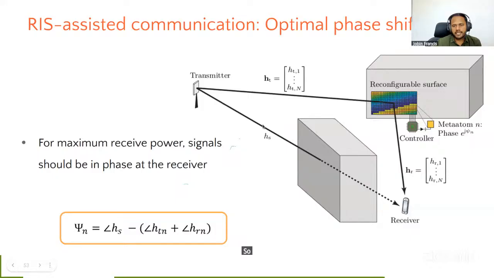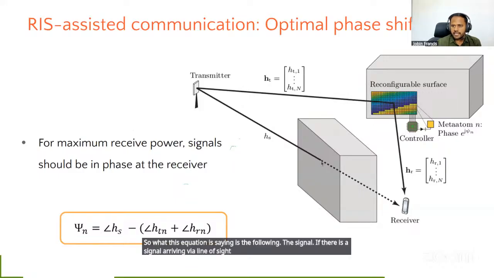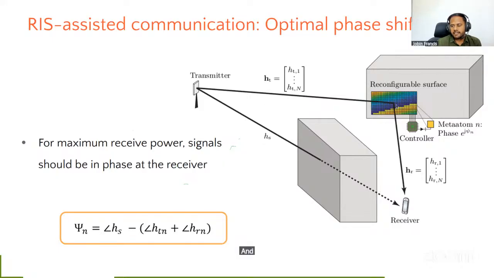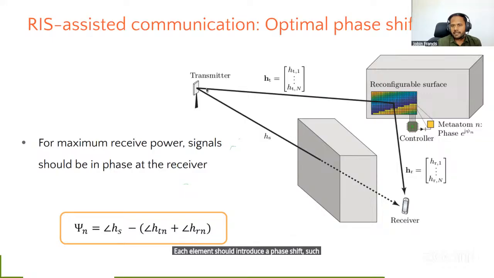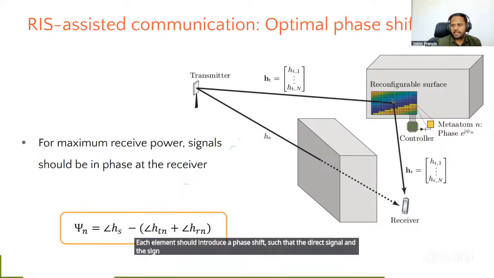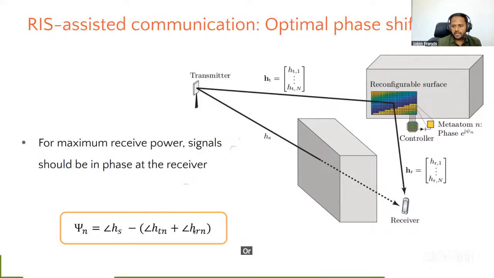What this equation is saying is the following: if there is a signal arriving via line of sight, possibly attenuated, there could still be some signal arriving directly from the transmitter. And there could be a signal reflected by this surface here, right? What we want is for these two signals to arrive in phase so that they constructively interfere upon reaching the receiver. That is effectively what this equation is telling you. So each element should introduce a phase shift such that the direct signal and the signal reflected by that element combine coherently, or constructively, at the receiver.